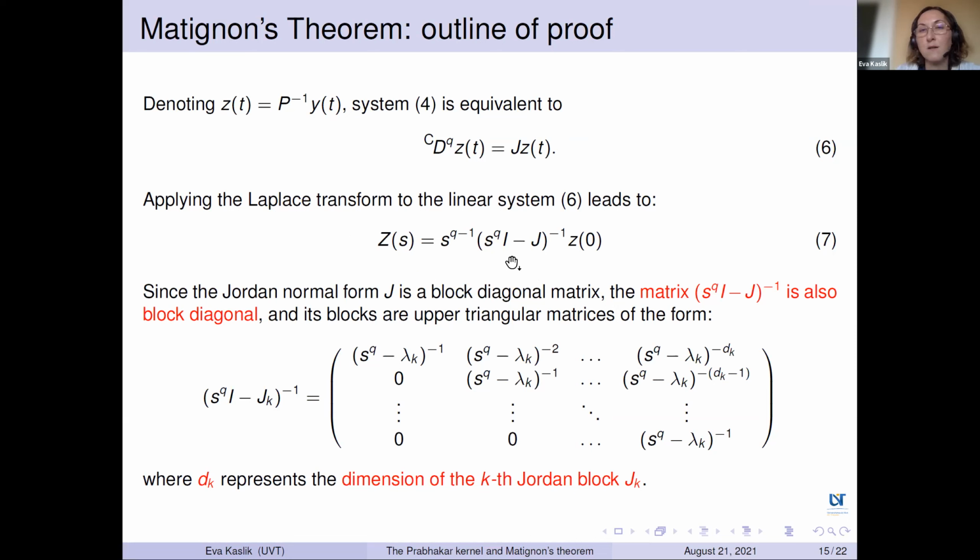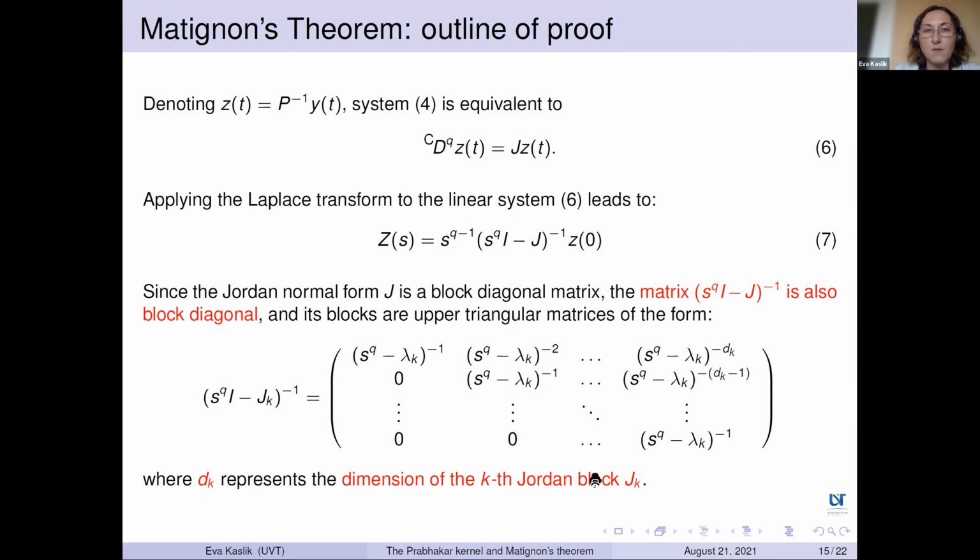And now, since J is the Jordan normal form of our original matrix, and it is a block diagonal matrix, we can find that the inverse of the matrix s^q I minus J is made up of blocks which are upper triangular matrices of this form. Here the entries are some negative powers of the terms s^q minus lambda K. And the dimension of this block K is denoted by dk, and dk is exactly the dimension of the K-th Jordan block JK in the Jordan normal form of the matrix A.